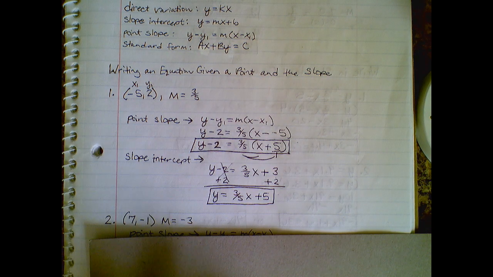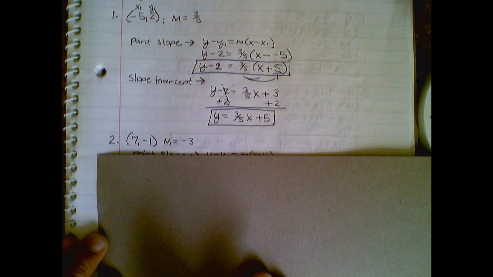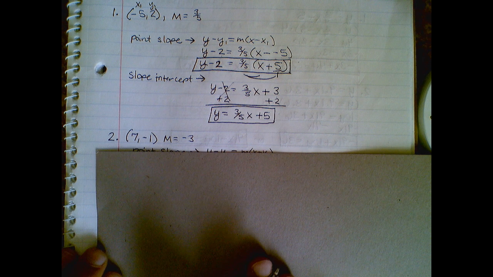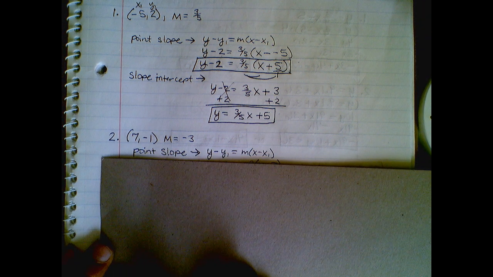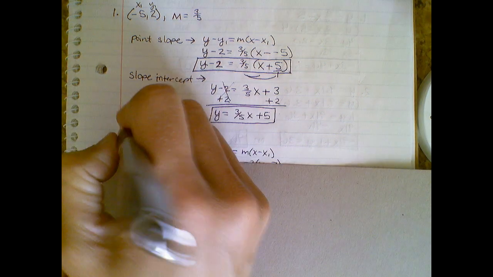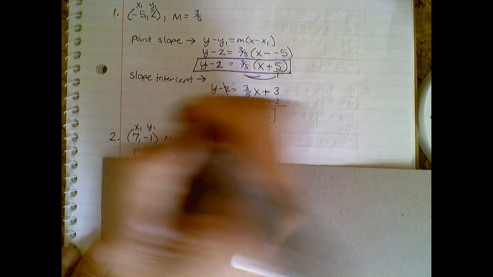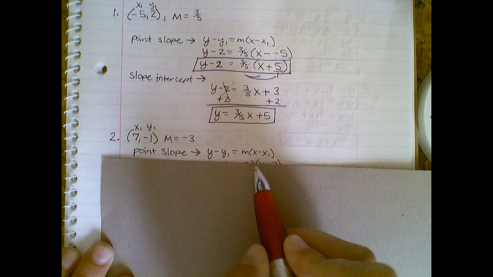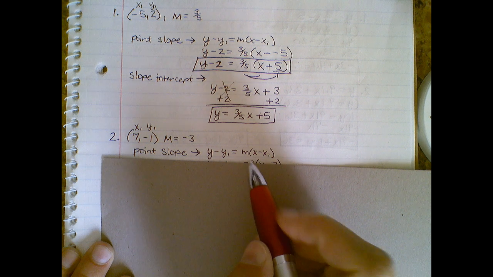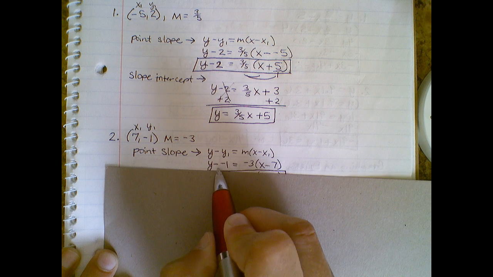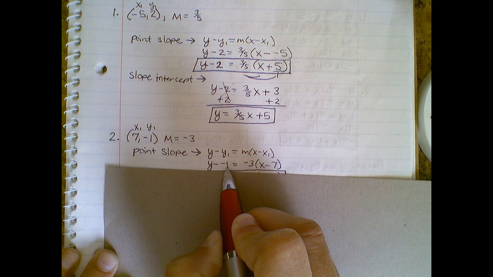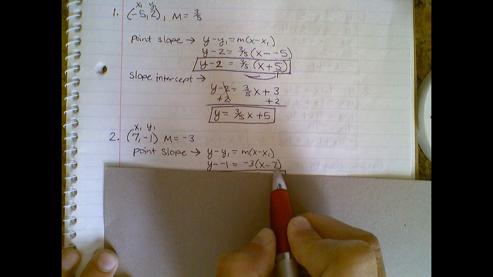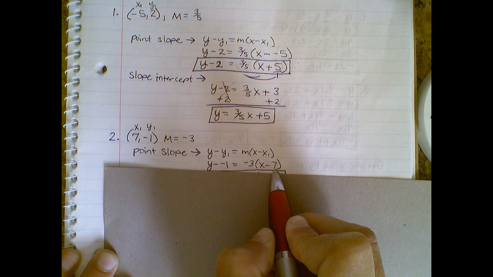Number 2, we have a new point and a new slope, so 7, -1, and our slope is -3. So we write down our equation for point slope form. Again, this is going to be our x1 and our y1. In point slope form, this y and this x, the first ones, you leave them alone always. So it's going to be y minus, then our y1 value, which is -1, equals -3, our slope, and then x minus our x1, which is 7.